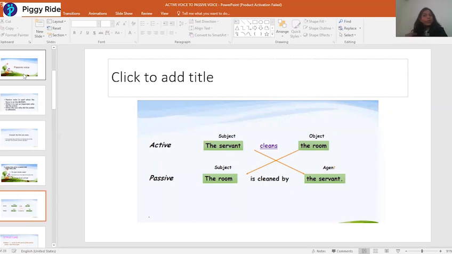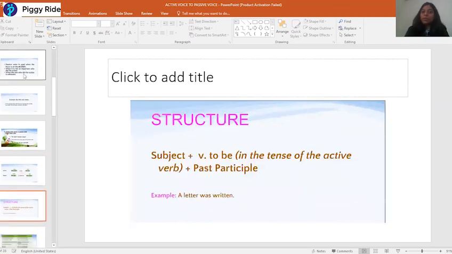Passive, now what becomes the subject? The room is cleaned by, and the servant is going to become the agent. Okay, again, the room is cleaned by the servant. So did you see how we kept the rules in our mind and had the example? Structure, which is again very vital for active voice to passive voice: subject plus verb to be in the tense of the active verb plus past participle. Okay, again, you need to have the subject plus verb to be in the tense of the active verb plus past participle. Now, let me give you an example.